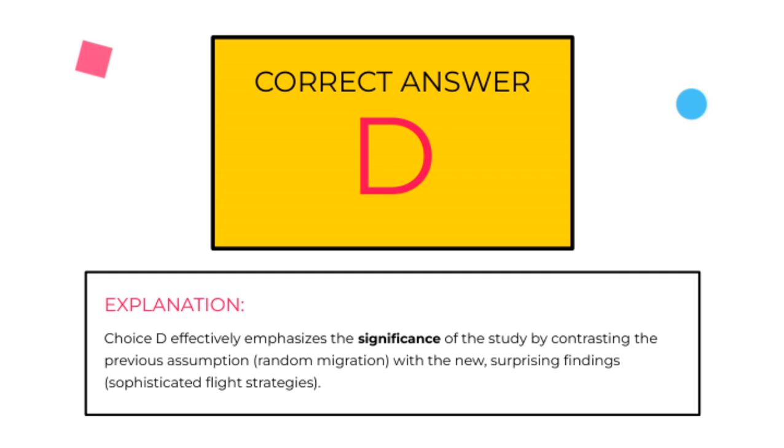It emphasizes that these animals are making more calculated decisions during migration, which is a key insight for our overall understanding of movement ecology. So, in essence, this choice underscores how our perspective has evolved from seeing migration as random to recognizing its strategic nature.